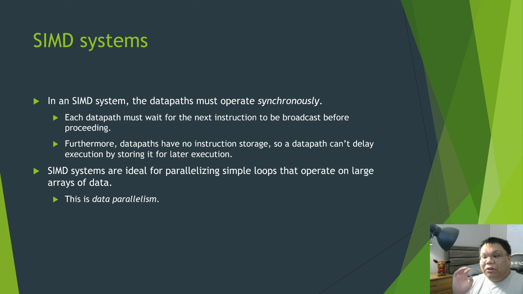Furthermore, data paths have no instruction storage, so a data path cannot delay executing by storing an instruction for later execution. So what we've seen here is called data parallelism. SIMD systems are ideal for parallelizing simple for loops that operate on large arrays of data. We're parallelizing a for loop here.